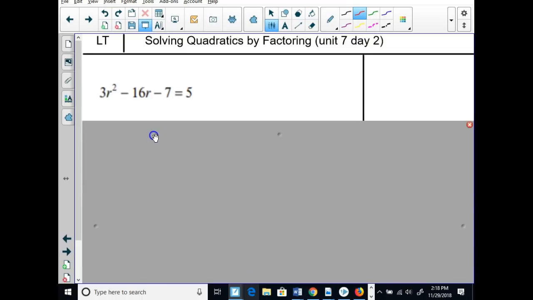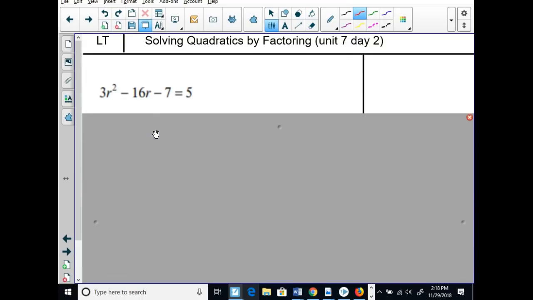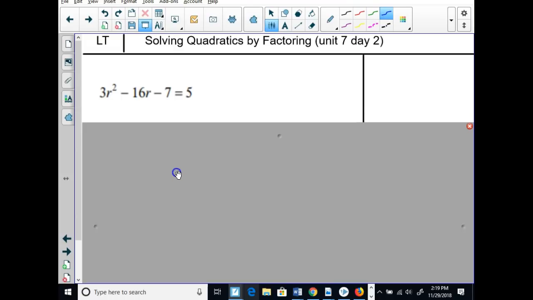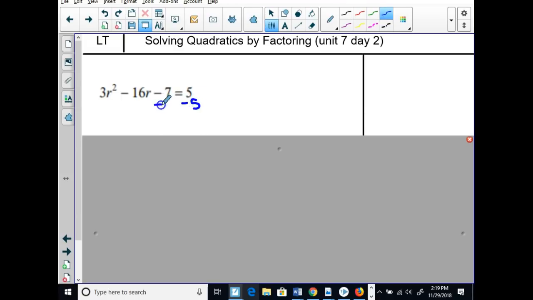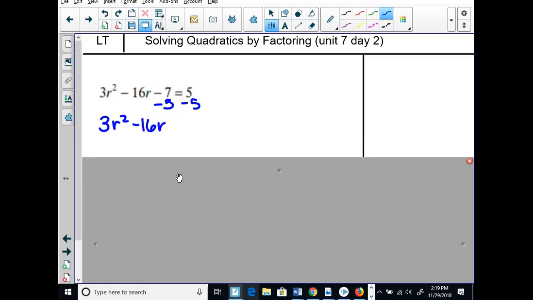I have 3r squared minus 16r minus 7 is equal to 5. Look at your notes. What is step 1? Step 1 tells us we need to make sure this is equal to 0. This is equal to 5. I can't just replace 5 for a 0. I need to do something with that 5. I need to balance it out. So I'm going to subtract 5 and subtract 5. I now have 3r squared minus 16r, negative 7 minus 5 gives me negative 12, is equal to 0. I'm set now to solve, okay?